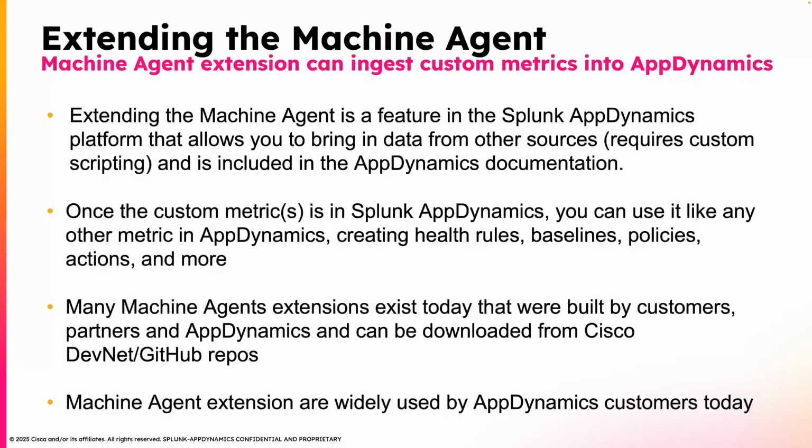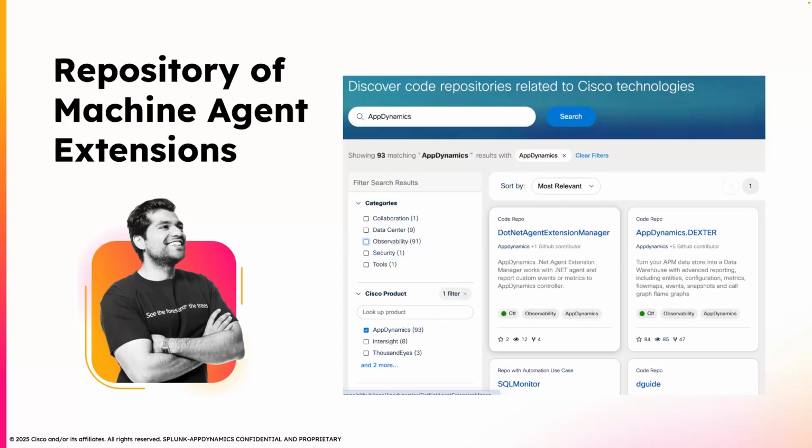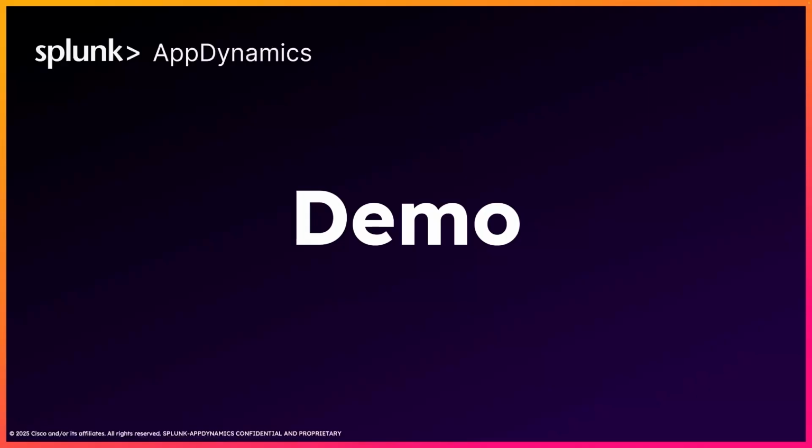Many machine agent extensions exist today that were built by customers, partners, and AppDynamics and can be downloaded from the Cisco DevNet GitHub repo. These are open source extensions, but they're available there if you want to take a look at one of those. Machine agent extensions are widely used by AppDynamics customers today. So here is a screenshot of the DevNet site, and this is where all the machine agent extensions are, and you can use these as examples. This is where we store them, and customers can download them. So we're going to head over to a demo.